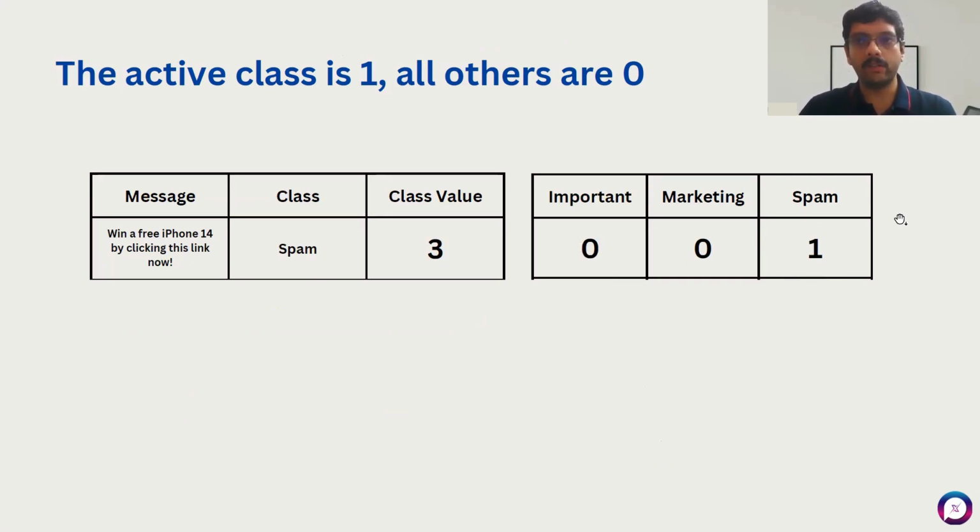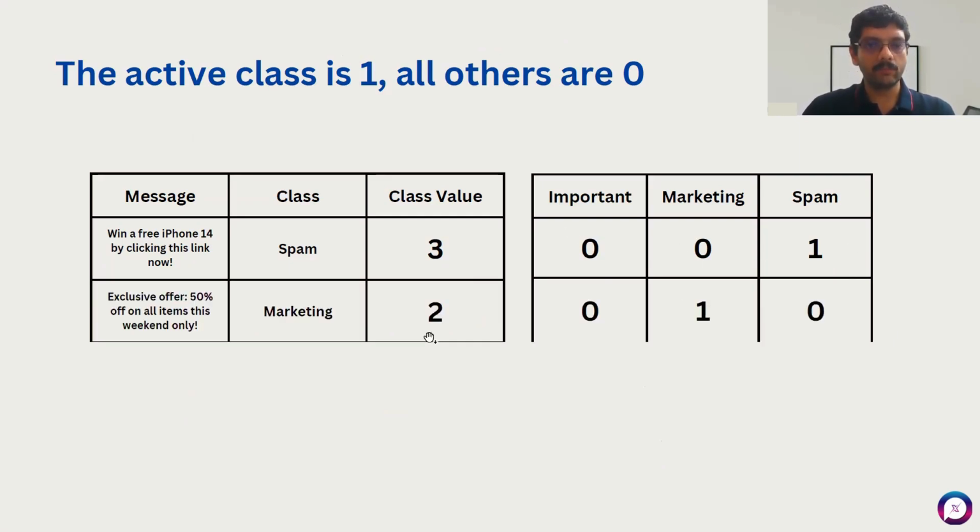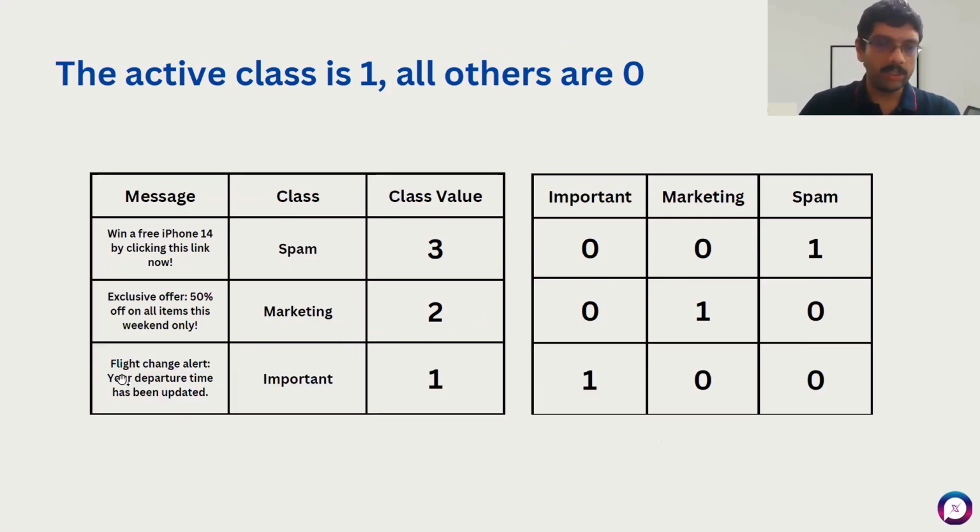And if you write it, you'd write it as a vector. But in this case, I'm just showing you in tabular form. What about this one? Exclusive offer, 50% off. It's a marketing email. So it's class 2. So you'd write it as 0, 1, 0. What about this one? It says flight change alert, your departure time has been updated. That's an important email. So class 1, so 1, 0, 0.